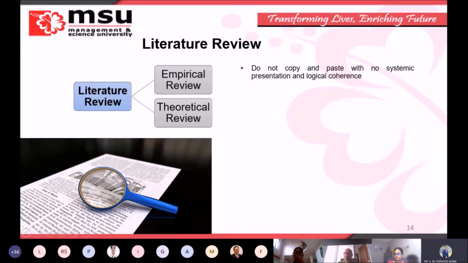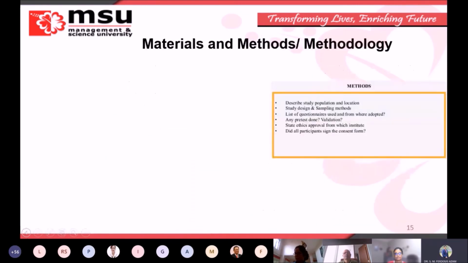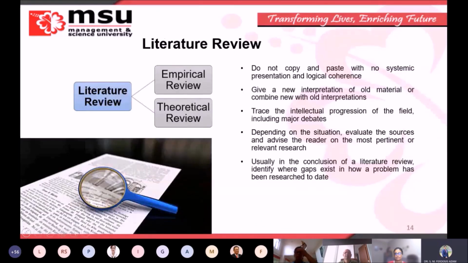Do not copy and paste with no systematic presentation and logical coherence. Please do not copy paste from your thesis, because we understand that the requirement of a journal is very, very different from our thesis. We know the interpretations and all materials. Again, I'm not going to read from the slide, but this part is very important. At the same time, we have to be very smart. Only the logical flow, only the necessary sections, necessary materials and contents should be presented under this section.